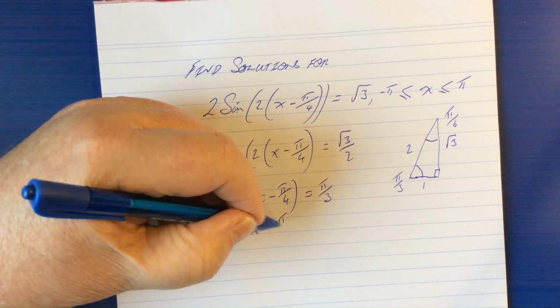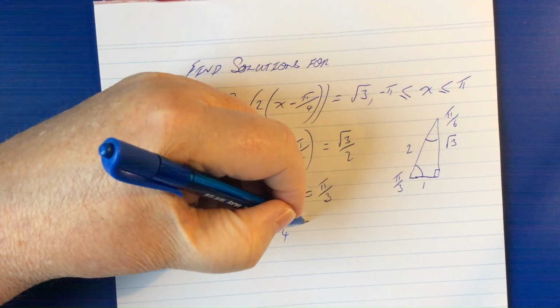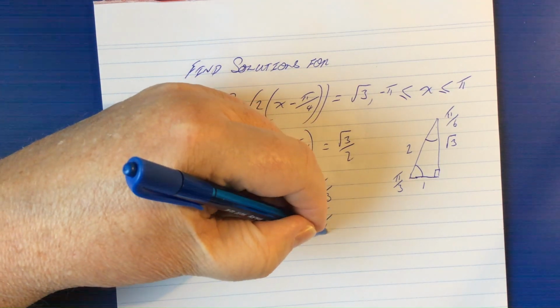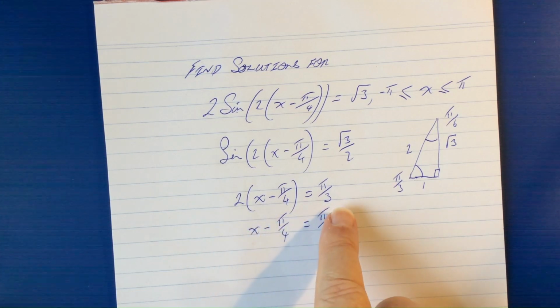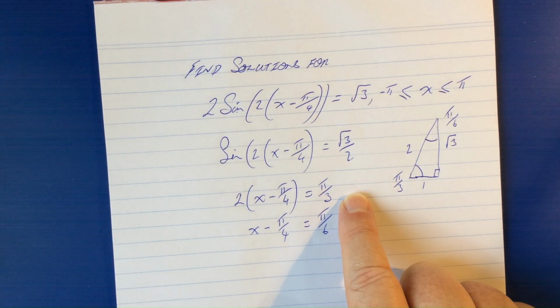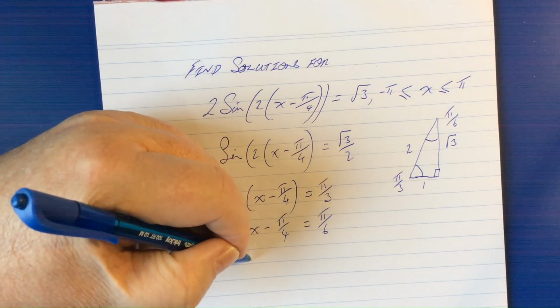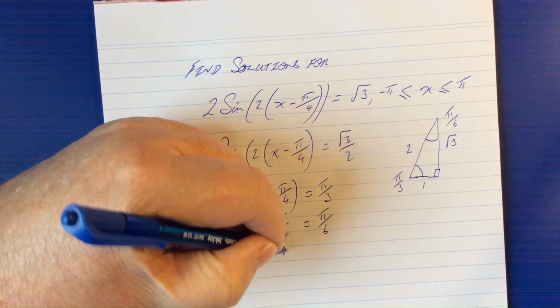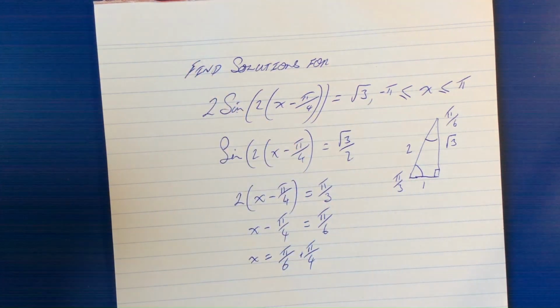x minus pi on 4, if we want to get rid of this 2, we divide both sides by 2. That gives us pi on 6. And again, I hope that's clear. If we want to divide this fraction here by 2, we double the denominator. Nothing terribly complicated about that. So x is equal to pi on 6 plus pi on 4.